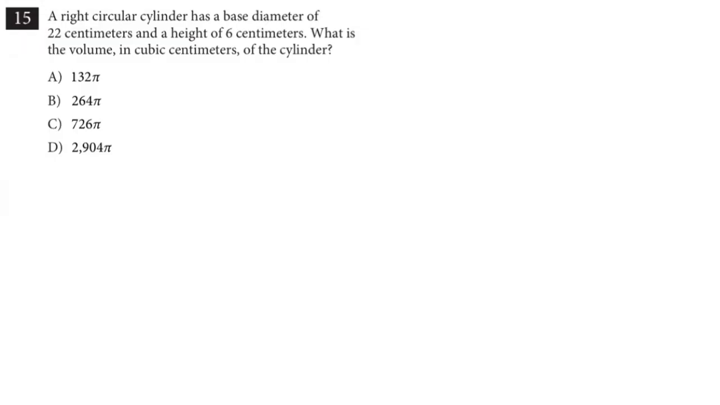Question 15. A right circular cylinder has a base diameter of 22 centimeters and a height of 6 centimeters. So what is the volume in cubic centimeters of the cylinder? So I need to calculate the volume of the cylinder. You can check the start of the video, I shared the page which contains all the formulas, and the formula for the cylinder is given there as well.